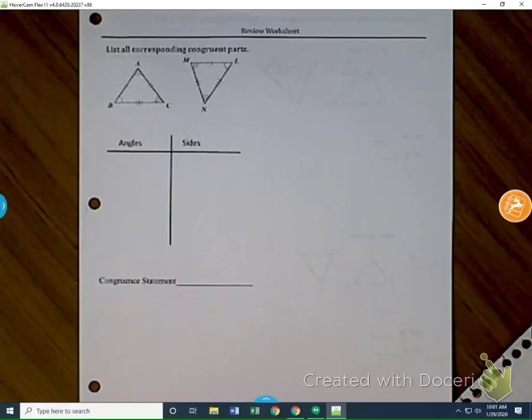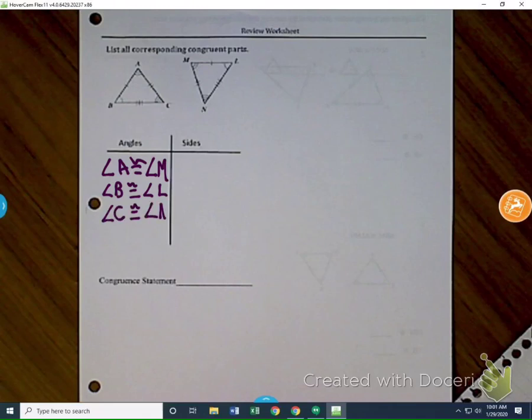All right, so angles. What is angle A congruent to? Angle what? M? Okay. Angle B. Angle L. And angle C. Angle N. Okay, so you need to make sure you have angle, the letter, congruent sign, angle, letter. Does that make sense? Okay.